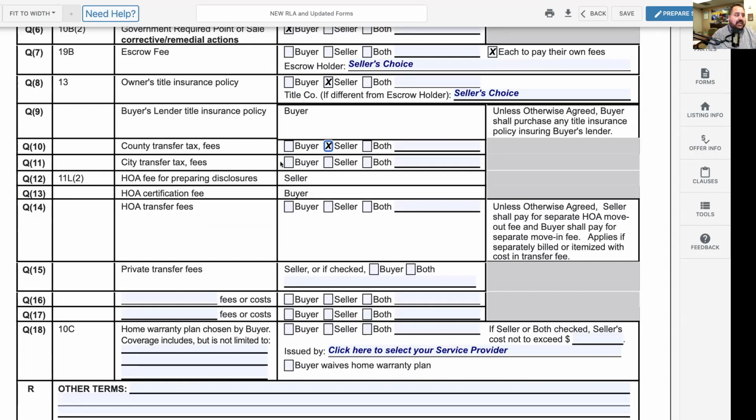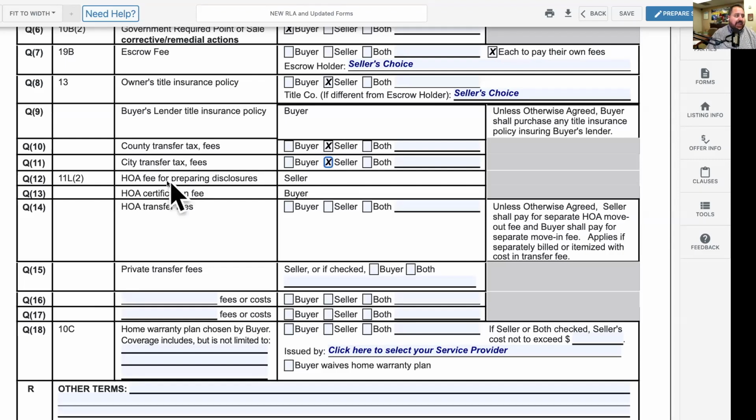City transfer tax, again, you could do the same thing. But the norm is it's the seller. I'm okay with asking the seller to pay for both of those. Okay. But again, if your buyer has the cash, and those city transfer taxes get high, right? If you're talking about $4.50 per thousand, right? That's a lot of money. So seller, that's the norm.